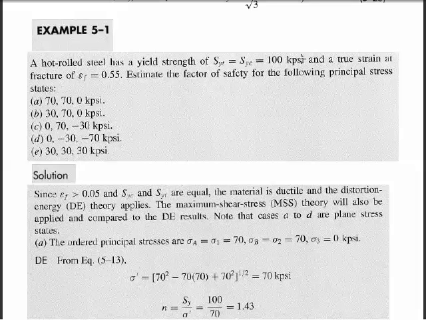That means we only have 2 theories to choose from. We have a true strain at fracture of 0.55. That tells us that it's ductile. So we want to estimate the factor of safety for the following principal stresses. So we've got to know what kind of stresses these are.